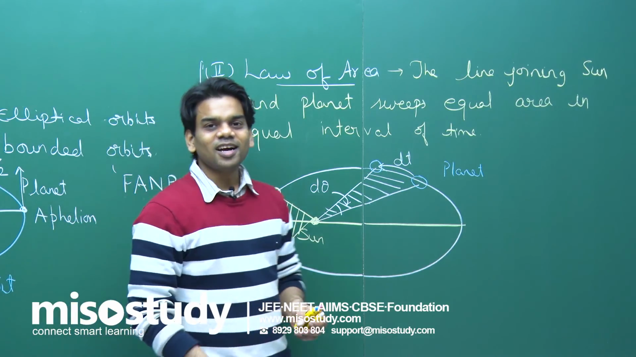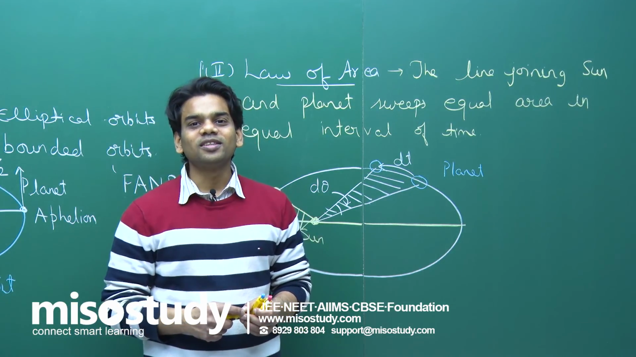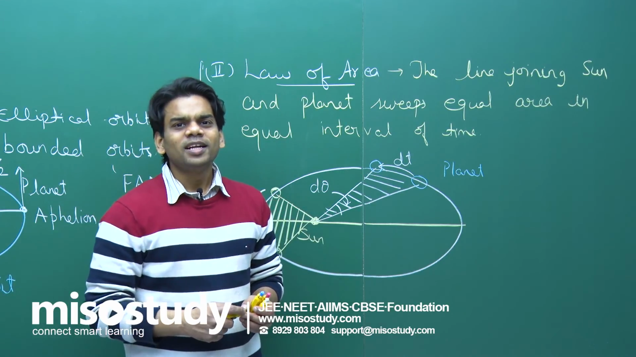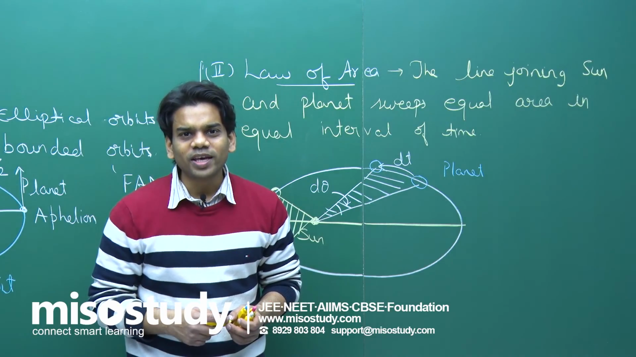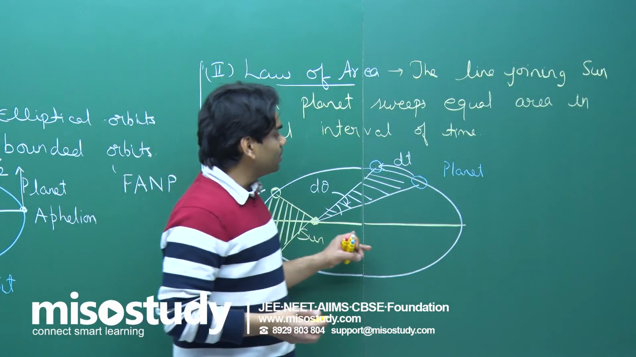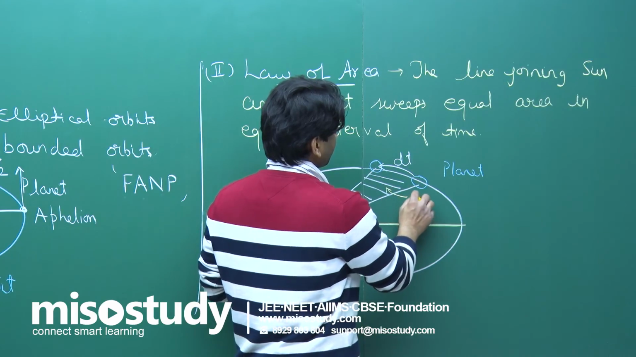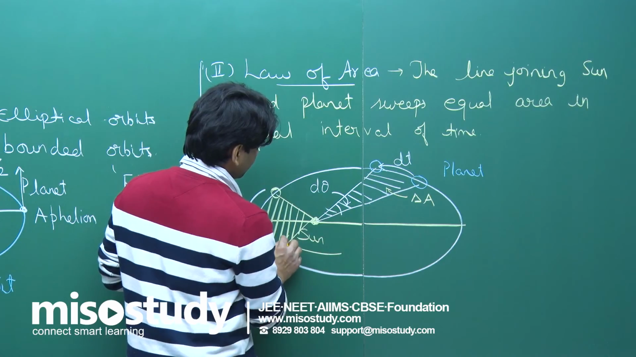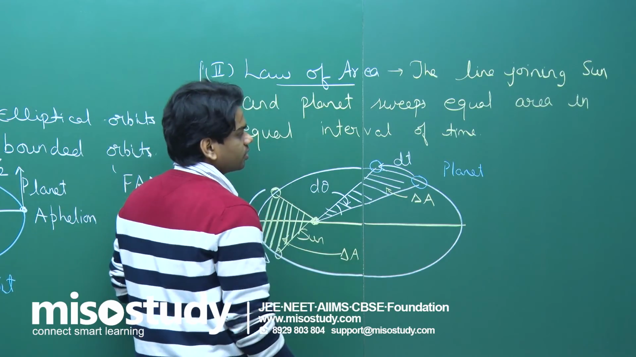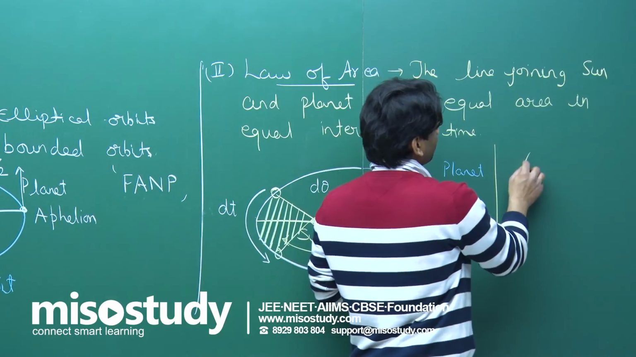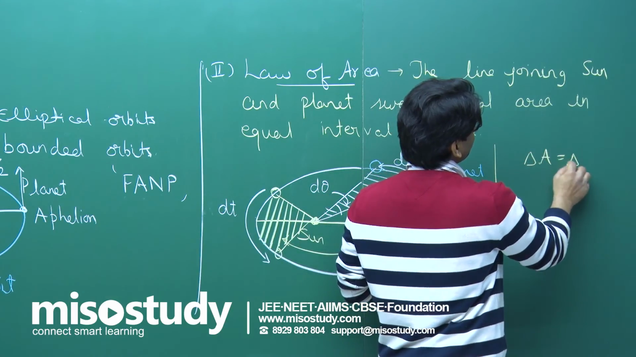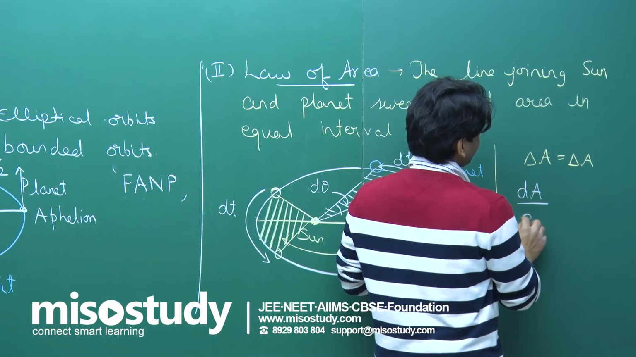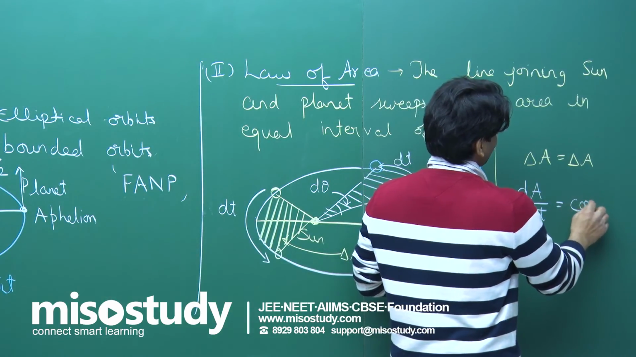Kepler's second law says that in the same time interval, the line joining sun and the planet sweeps equal area. That is, the rate of sweeping of area is constant. That means if I mark this area as delta A, this area will also be delta A. This you should be very well aware of. Both the areas will be equal, or let me write the law: dA by dt is constant.